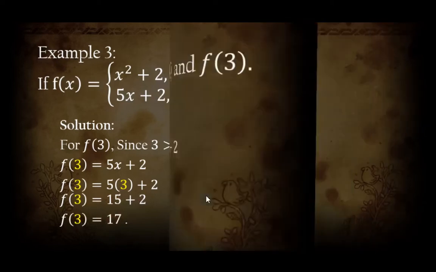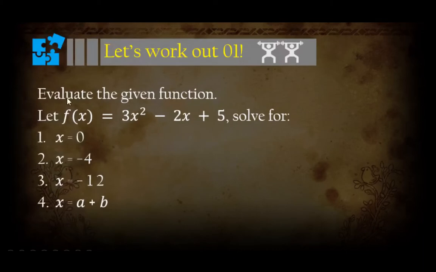That's it. Now, let's work out for this first activity. Evaluate the given function f of x equals 3x squared minus 2x plus 5. Then we solve for x equals 0, x equals negative 4, x equals negative 12, x equals 1 plus a plus b. Okay? So, try to write all your answers in the Edpuzzle. Choose the correct answer.